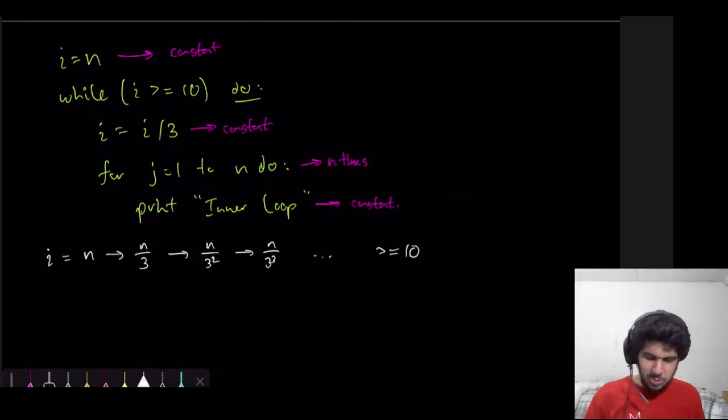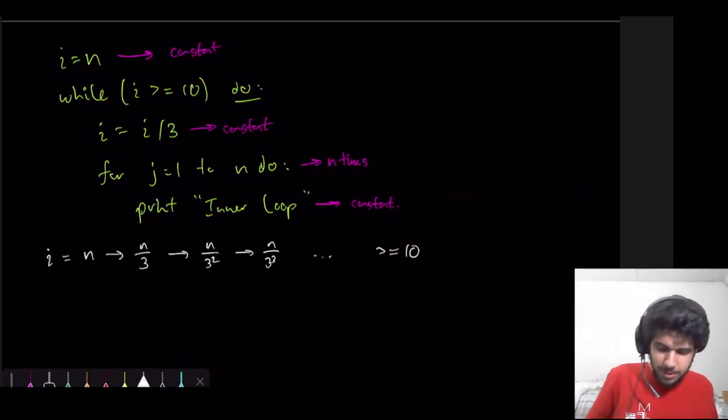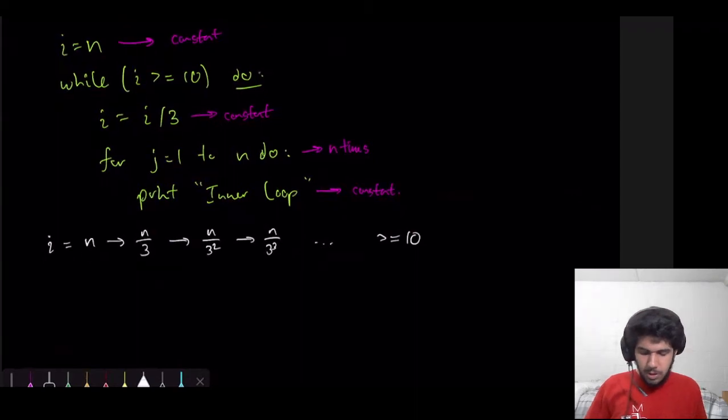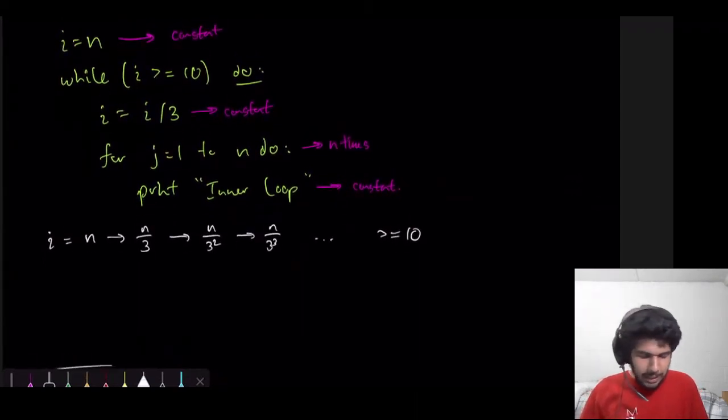So since we're taking a third of it every time, how many times will it take for it to be less than or equal to 10? Well, let's just assume that n is approximately equal to 3 to the k.